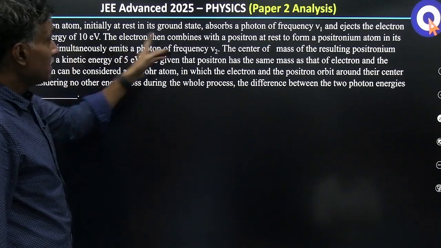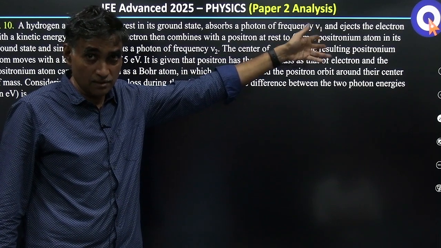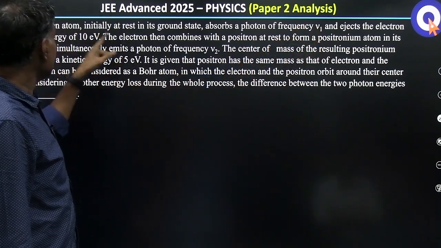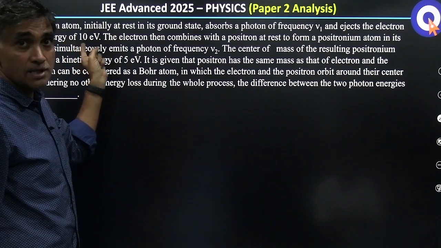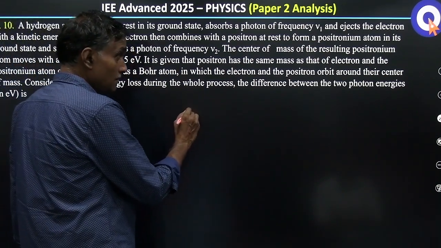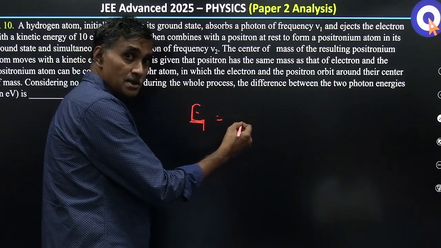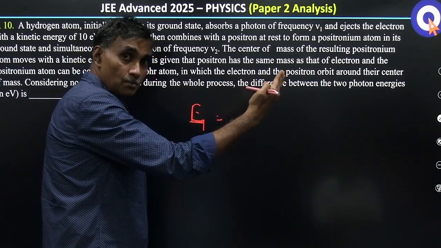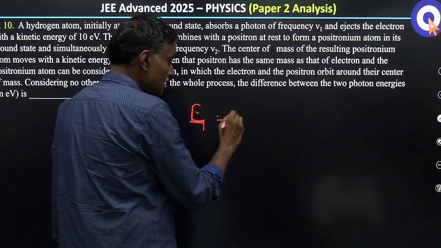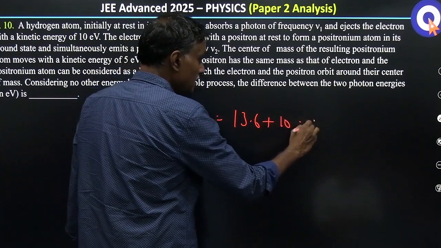Now initially frequency of the photon is nu1. So if its energy is E1, that is h nu1, once it falls on a hydrogen atom in ground state, electron gets ejected and it acquires a kinetic energy of 10 electron volt. So what is energy of the photon? E1, that is nothing but energy required to knock out the electron plus remaining energy appears as kinetic energy for electron, that is nothing but 13.6 plus 10, that is 23.6 electron volt.